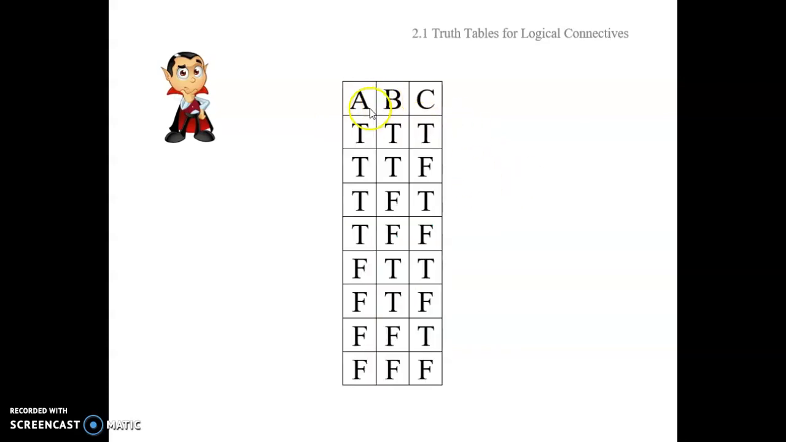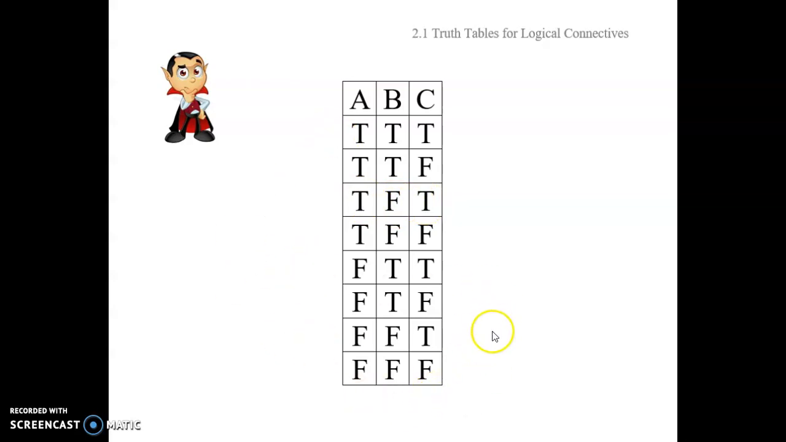So if there are three propositions plucked randomly from a hat, there are eight possible ways it could be. There's the case where they're all true. That's one of them. There's the case where they're all false. That's this one. There's the case where A is true and B is false and C is false. There's the case where A is true, B is false, but C is true. These are all eight of them.